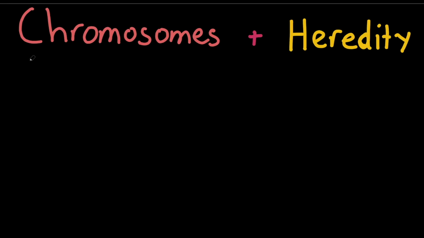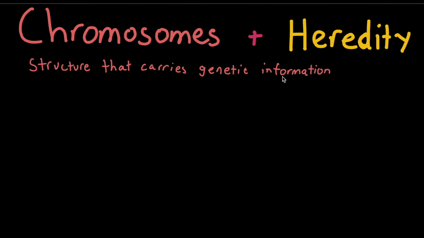To start, we need to understand what chromosomes are. Chromosomes are defined as a structure that carries genetic information and is composed of DNA wrapped around histones in a thin fiber known as chromatin, which is housed in the nucleus of the cell.